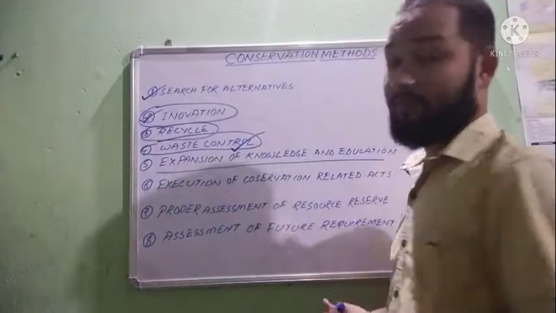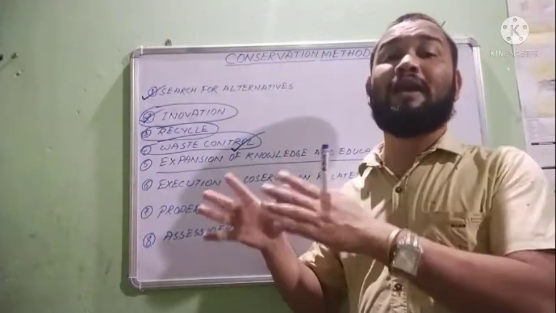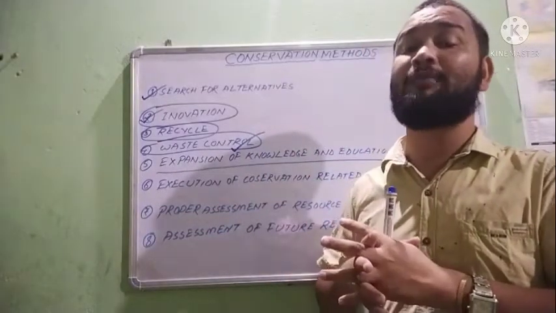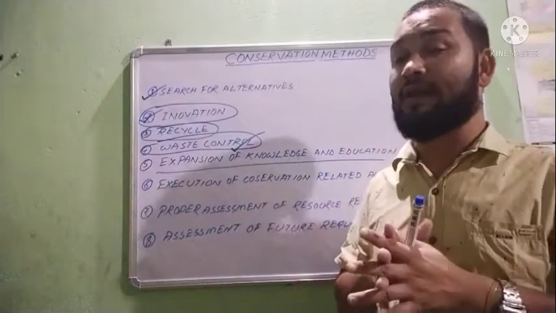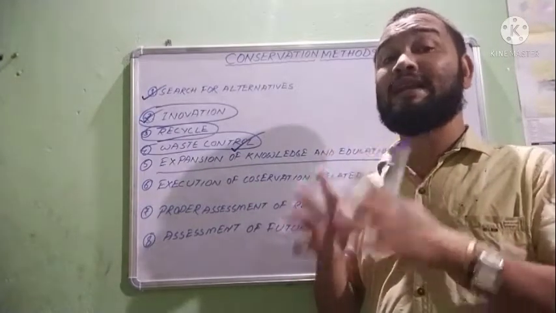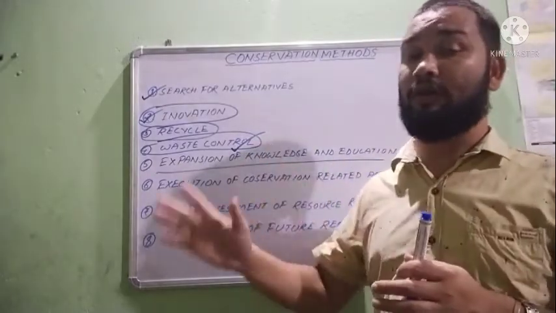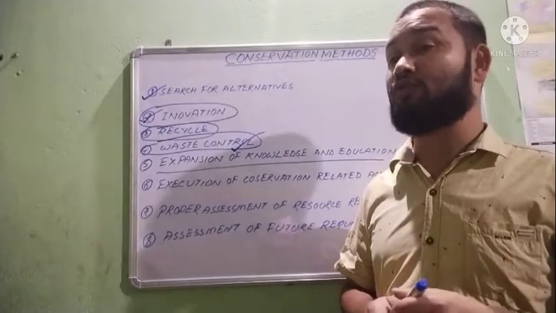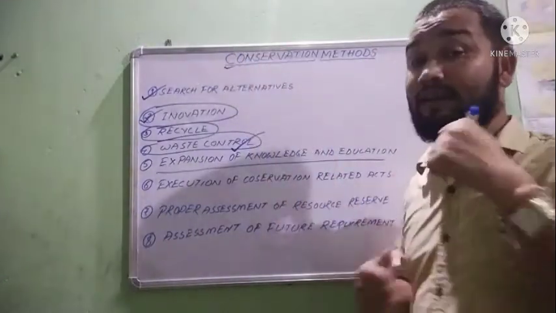Next is expansion of knowledge and education. This is a very important thing. That means to properly utilize the natural resources, we have to expand the knowledge of human beings. We should expand the education of human beings, as well as create awareness through which we can control the wastage and create new things. This type of knowledge and awareness we should expand to conserve the natural resources.